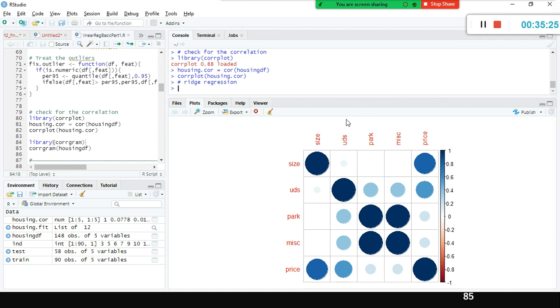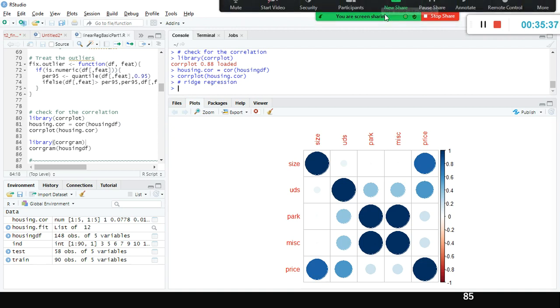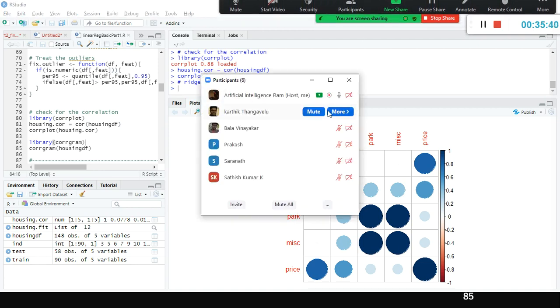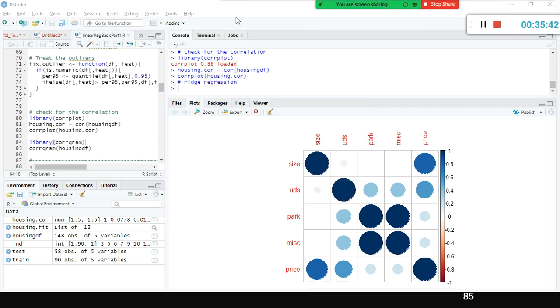Right? He is addressing only the collinear problem, whereas he is not doing the feature selection, like he is not taking into account the feature significance. So that is the problem with this one, ridge regression.